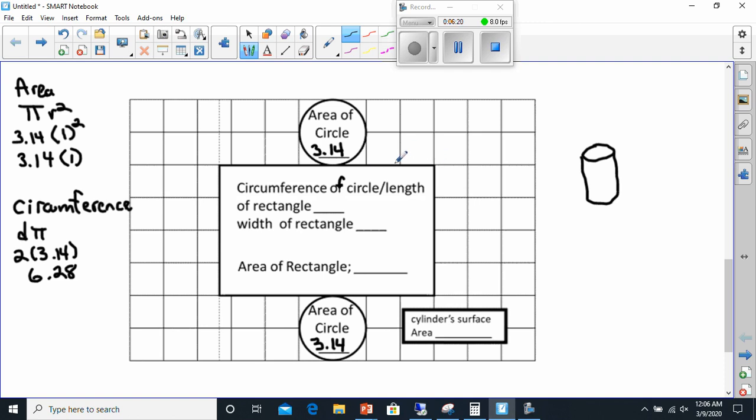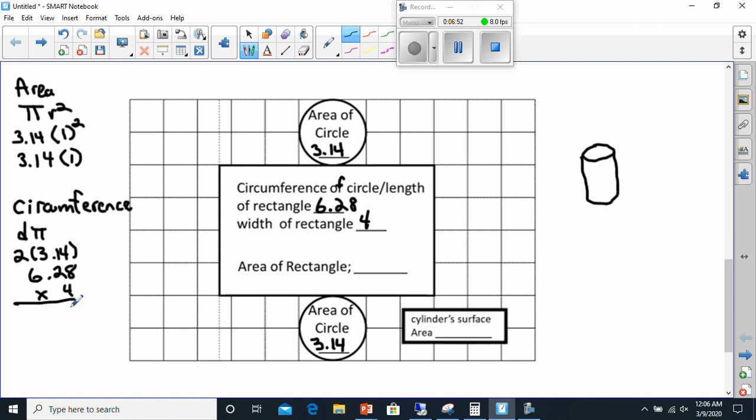Let's check it. 1, 2, 3, 4, 5, 6. Hey, seems about right. 6.28. And the width of this rectangle, well, if the length is 6.28, then the width is this way. And that's a perfect 1, 2, 3, 4. And now the area of this rectangle is the length times the width. So I have to take 6.28 and multiply it by 4.